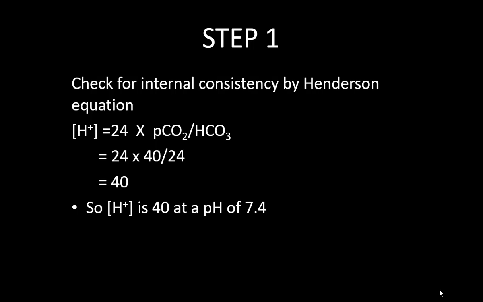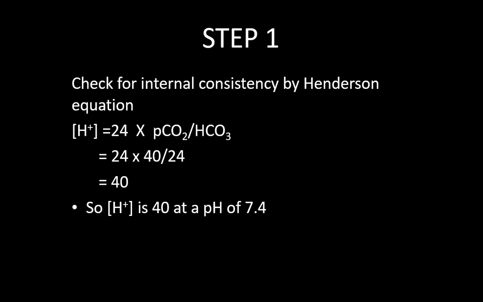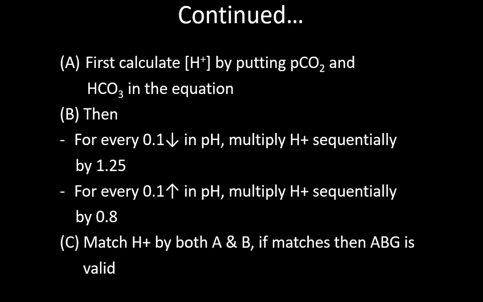So check for internal consistency by the Henderson equation. This looks very complicated, but it's not. As you can see, 24 is very easy to remember, and then you have to divide PCO2 by the bicarb, and this figure comes to 40, and this figure 40 stands for a pH of 7.4. If my pH is changing, what will happen? So first calculate the PCO2 and bicarb in the H+.